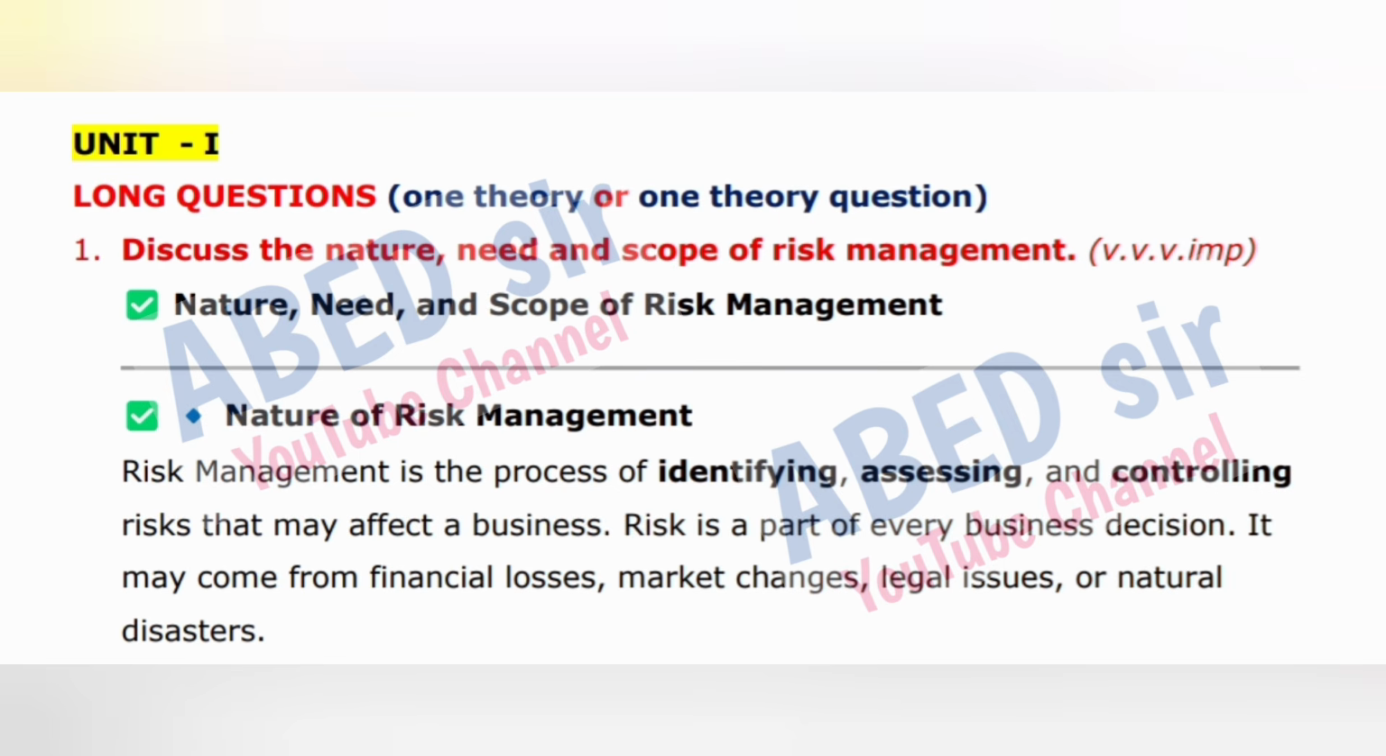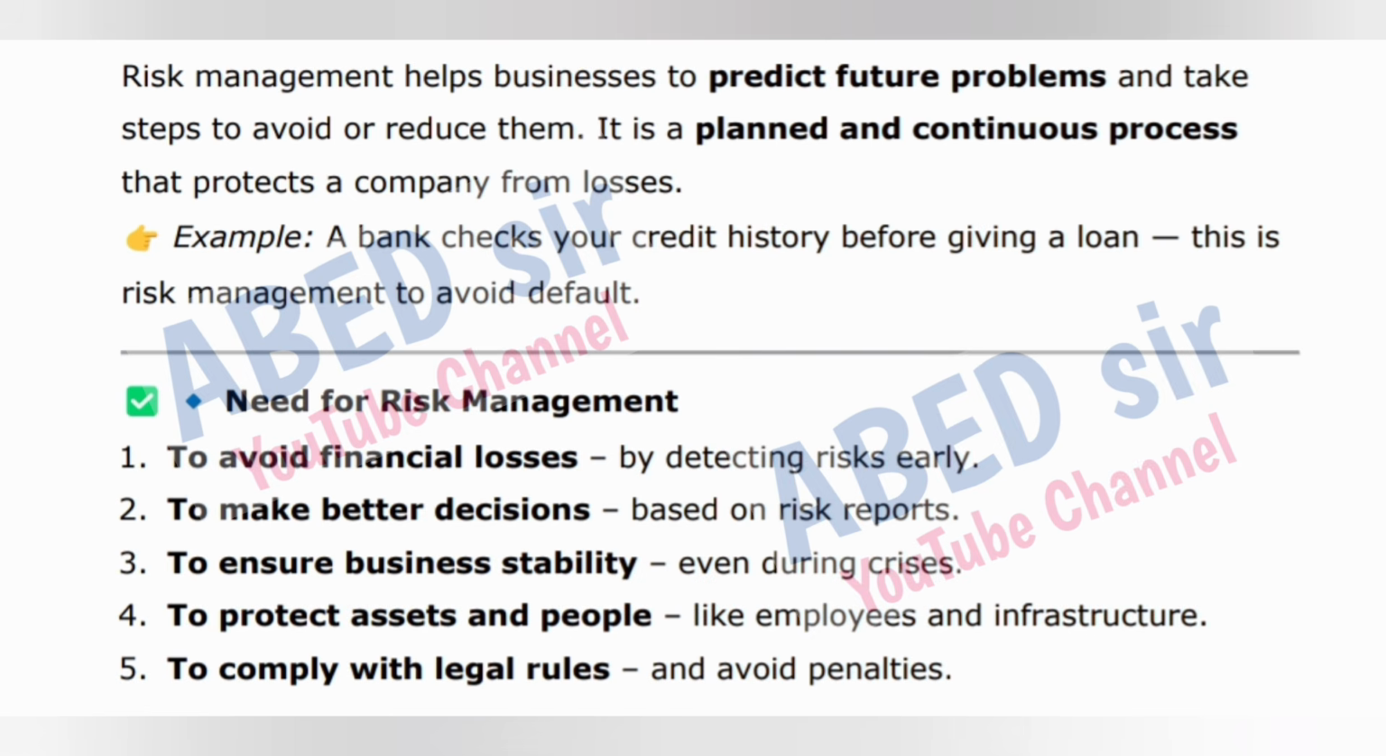Nature of risk management. Risk management is the process of identifying, assessing, and controlling risks that may affect a business. Risk is a part of every business decision. It may come from financial losses, market changes, legal issues, or natural disasters. Risk management helps businesses to predict future problems and take steps to avoid or reduce them. It is a planned and continuous process that protects a company from losses.